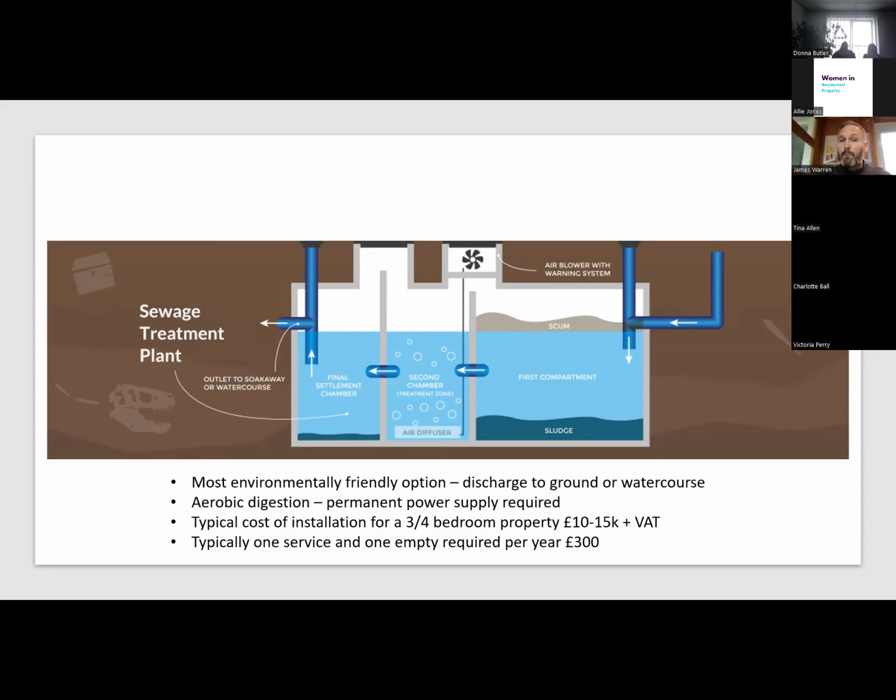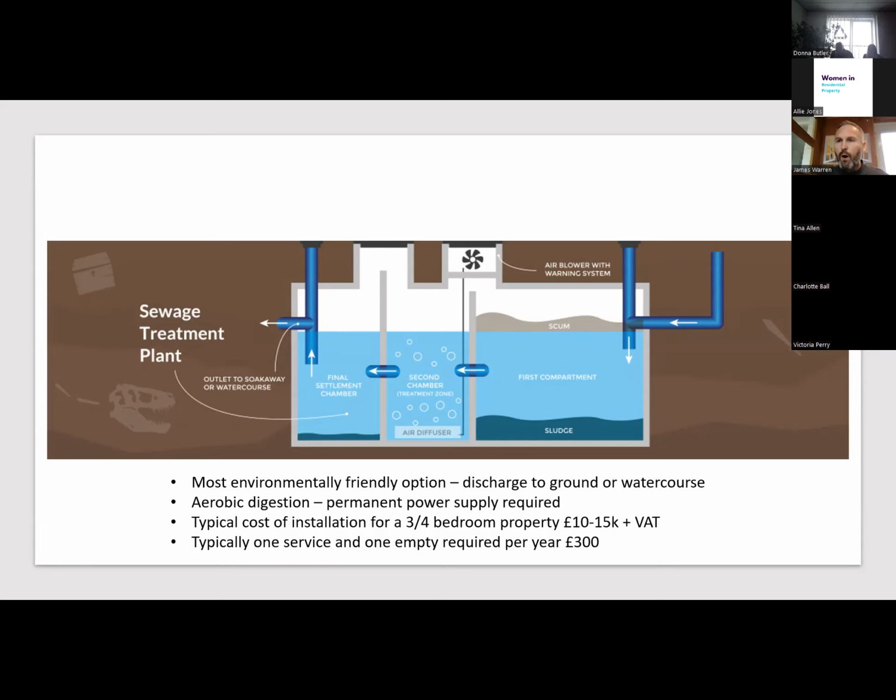All of this is a bit dull, but all I'm saying is with the sewage treatment plant, because the quality of the effluent leaving it is so good, it's odorless and colorless. There's a variety of options where it can legally disperse to. If you look at the bottom of the slide there, for a 3 or 4 bedroom house, it's going to cost you between 10 and 15,000.